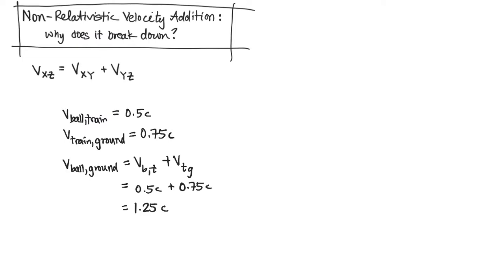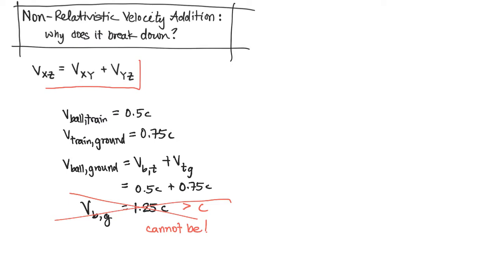And we know that that cannot be, because even though you may not have taken a course on relativity, you likely have heard that there's an ultimate speed limit in the universe, that nothing can travel faster than the speed of light. So this is a nonsensical result, and we got to that nonsensical result using this non-relativistic velocity addition formula. That suggests that there's something wrong with the formula. But why is it that this equation breaks down? I mean, it seems so straightforward. It seems so common sense, right?